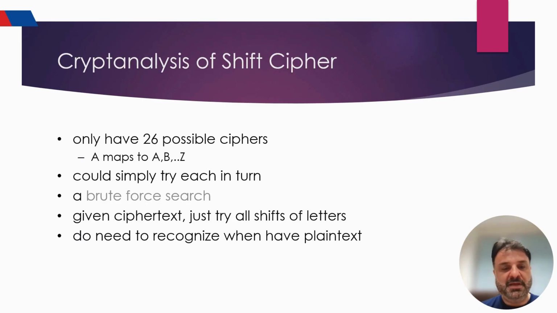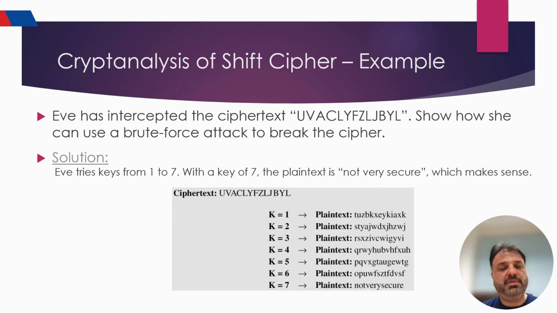How? You can see in the second slide. We are going to do cryptanalysis of the Caesar cipher. We have only 26 possible ciphers. For example, A goes to A, A goes to B, A goes to C, and so on. So we use a brute force check for all of them. Let's see an example for this.